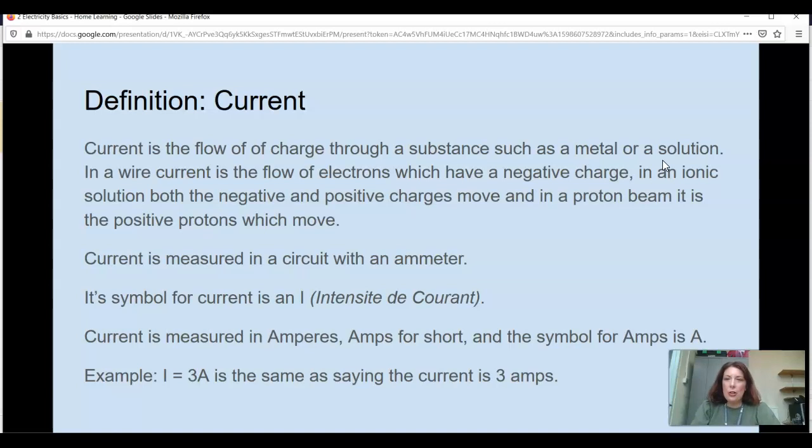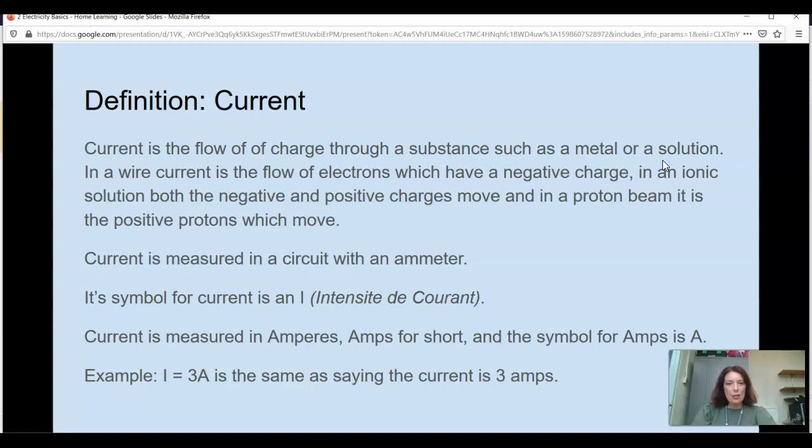Okay, so we're going to begin with current. So the definition of current and what it is. Current is the flow of charge through a substance, such as a metal or a solution. In a wire, current is the flow of electrons, and they have a negative charge. In an ionic solution, which is something you come across more in chemistry, you have both negative and positive charges, and they both move. In something like a proton beam, protons are positive, so it's the positive protons which move. At GCSE physics, you're going to be mostly interested in the electrons.